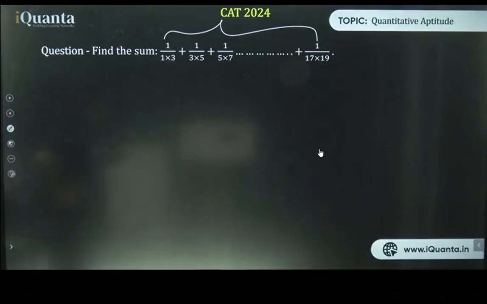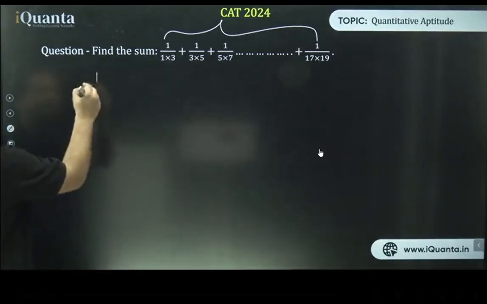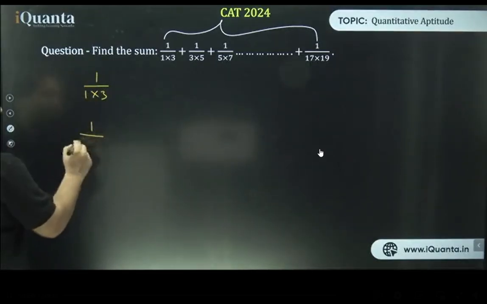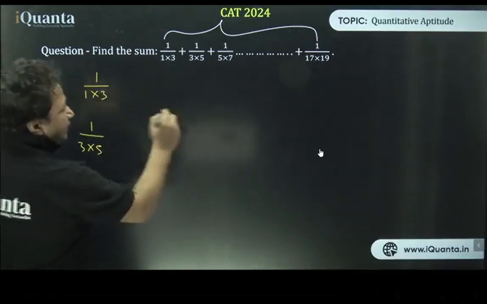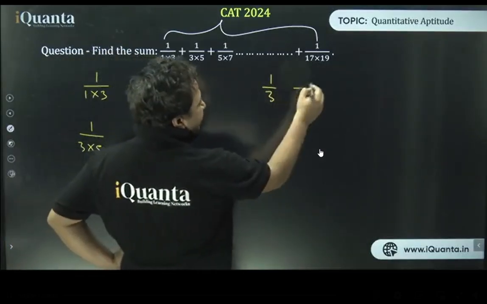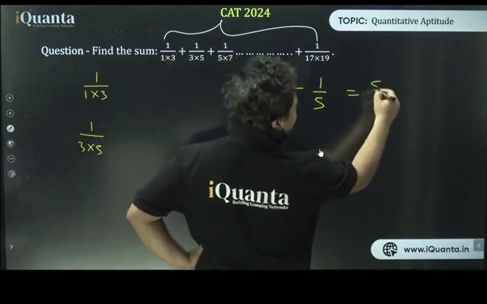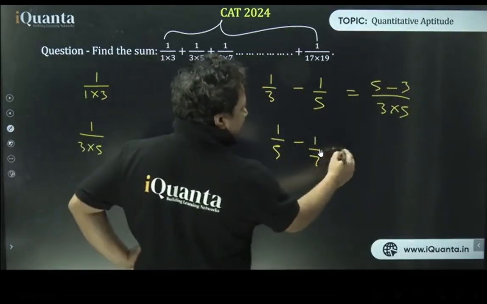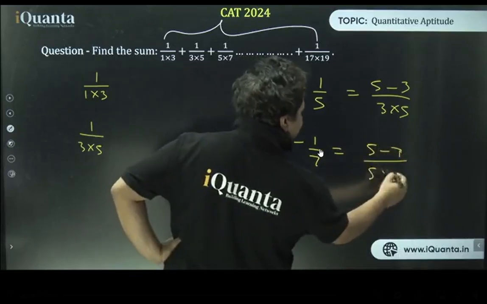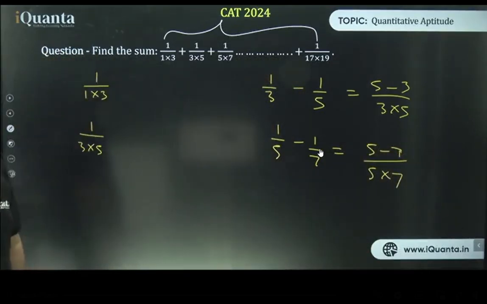एक सवाल बचा है, रुक जाओ. This is 1 upon 1 by 3, 1 into 3. We have 1 upon 3 into 5. So there'll be something. What if I take 1 upon 3 minus 1 by 5? What will I get? I'll get 5 minus 3 upon 3 into 5. Yes or no? If I take 1 by 5 minus 1 by 7, I'll get 5 minus 7 upon 5 into 7. Yes or no? That's what you get.